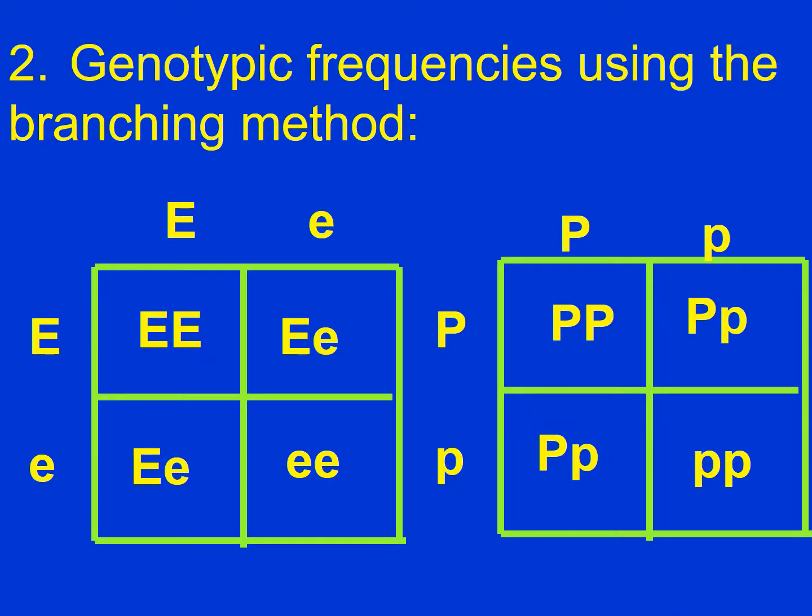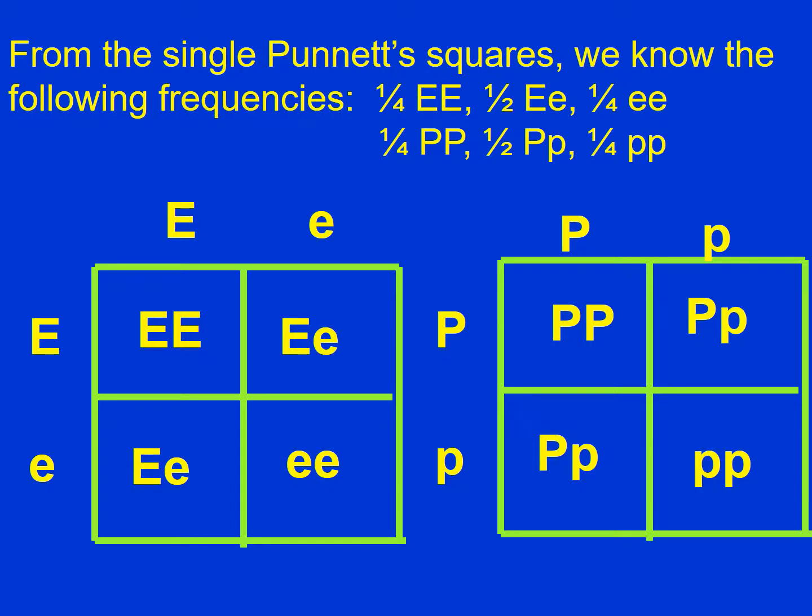Rather than doing a double Punnett square, if you've got two traits, I think it's always easier just to think of them as two independent traits. Do a Punnett square for each one, as we have here, and then put this over onto a branching method. We know that from a single Punnett square that 1/4 of the individuals are going to be homozygous, the big E, 1/2 are going to be heterozygous for that coat color, 1/4 are going to be two little e's. And we've got the same frequencies at polled versus horned.